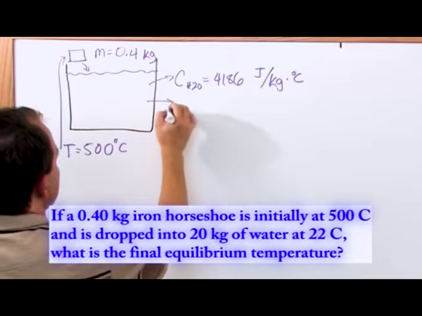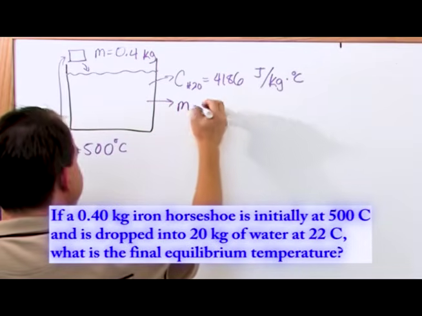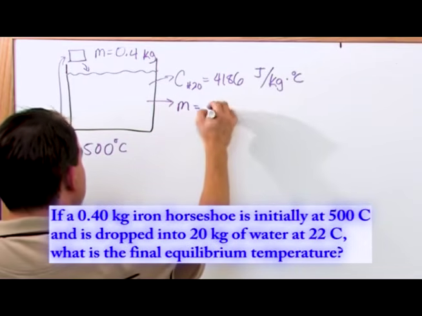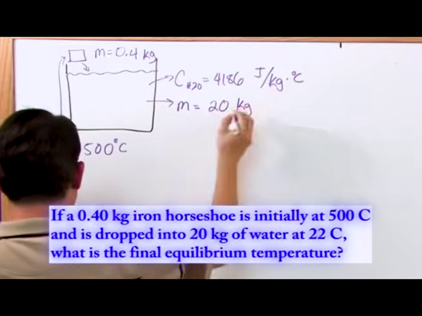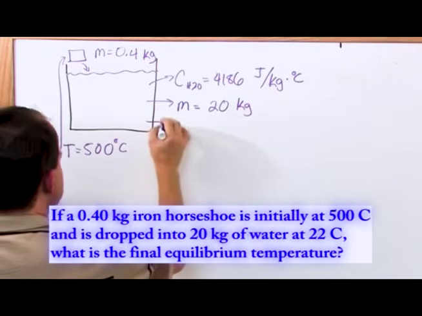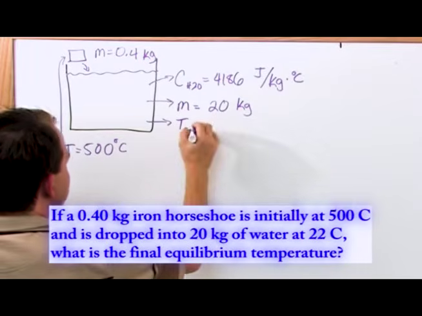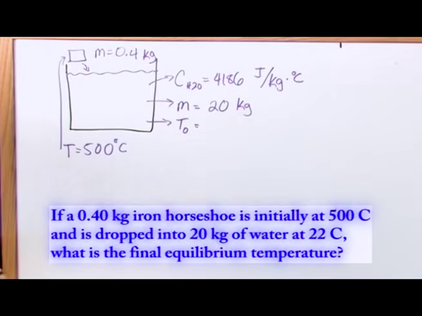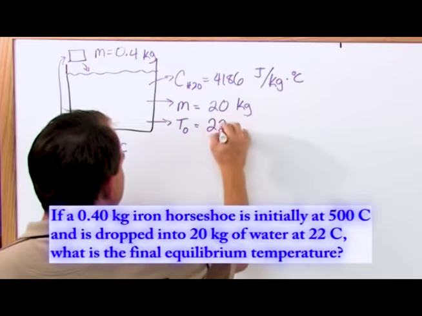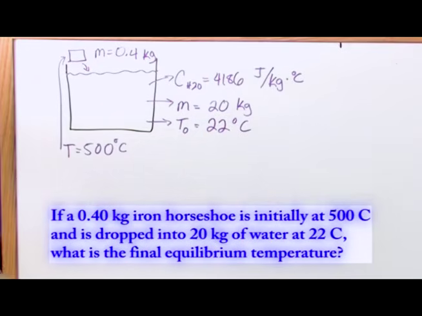The mass of the water was given to us at 20 kilograms. And we're going to say that the initial temperature, T naught, let's call it, of the water, or you could label it TI, initial, whatever you want to call it, is 22 degrees Celsius. I believe those are all the numbers given to us in the problem.